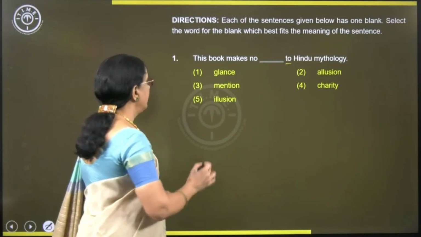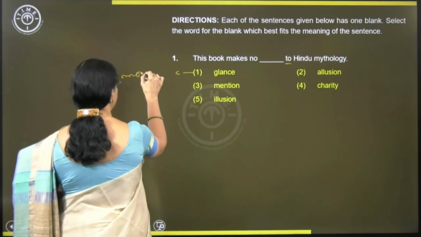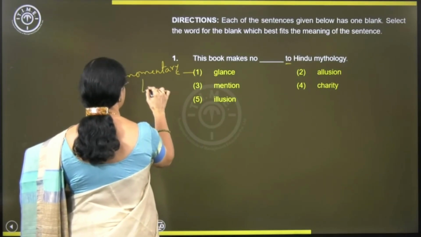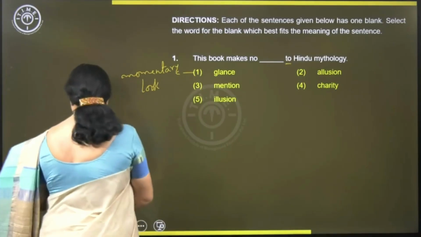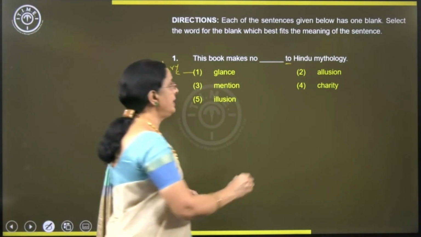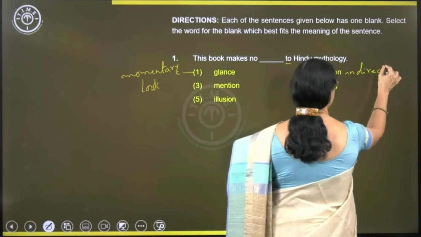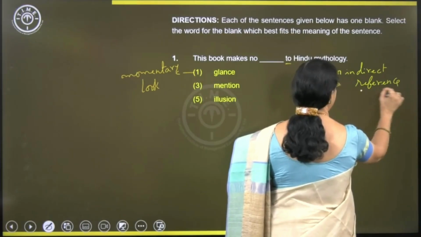Now, let's see. Glance. What is glance? Momentary look. Look at somebody for some time. Glance is momentary look. Alright? Then allusion is what? Indirect reference. Allusion is indirect reference. Alright. See, reference is here.